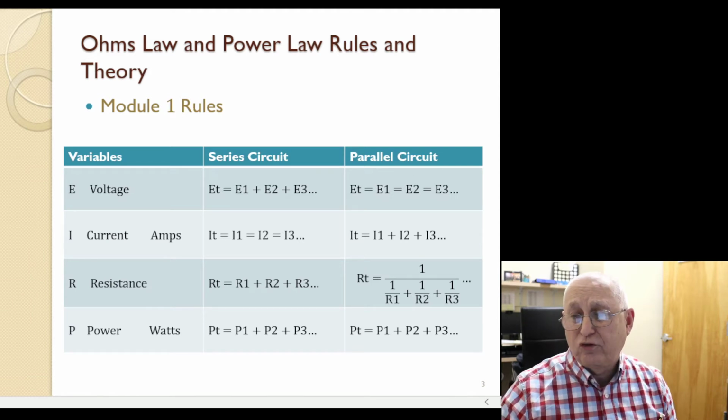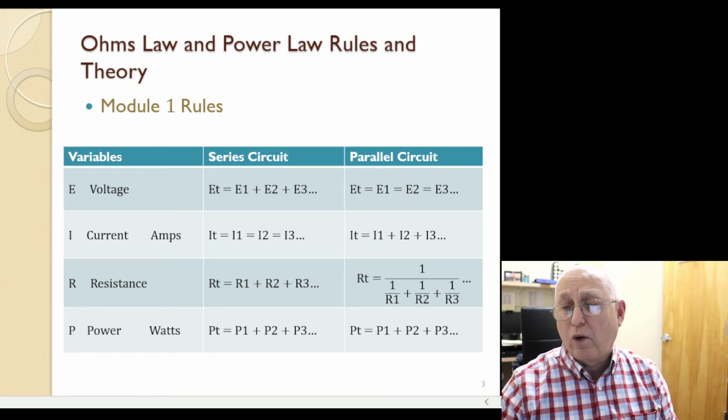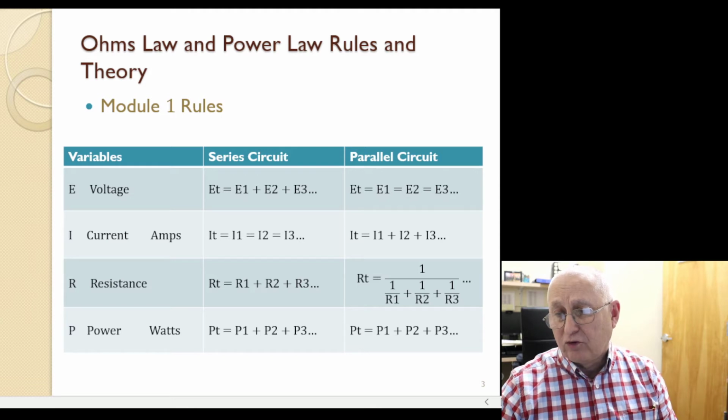In a parallel circuit, though, voltage is the same everywhere. Total voltage equals the same voltage at E1, E2, E3, which is really the resistors. ET, total voltage, is the same at R1, the same at R2, the same at R3.